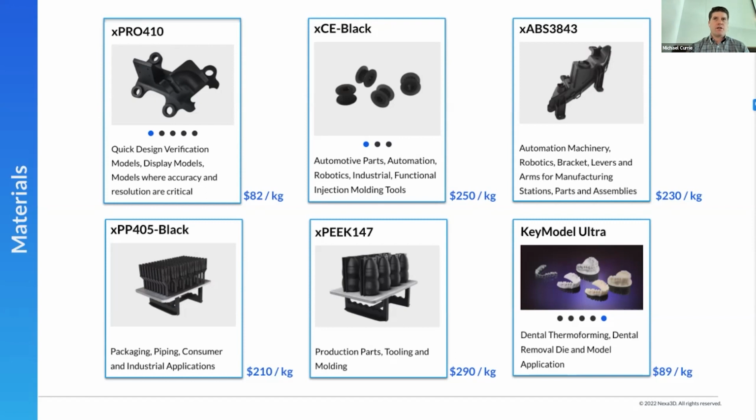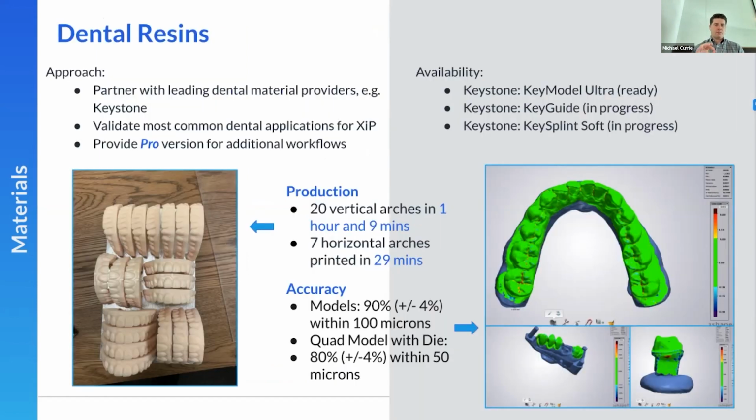Particularly on dental, I know that there are a lot of dental people on here, so I wanted to spend a little bit more time on dental resins and how we're doing there. Currently on the ZiP, we're partnering with Keystone. We also are partnering with BASF on some other materials on our industrial machine. Our approach is we're going to validate the most common dental applications for the ZiP. And then if you want to get ahead of us and get ahead of Nexa 3D and do some other indications or other applications, then I would recommend you look at the open material platform and go down that route.